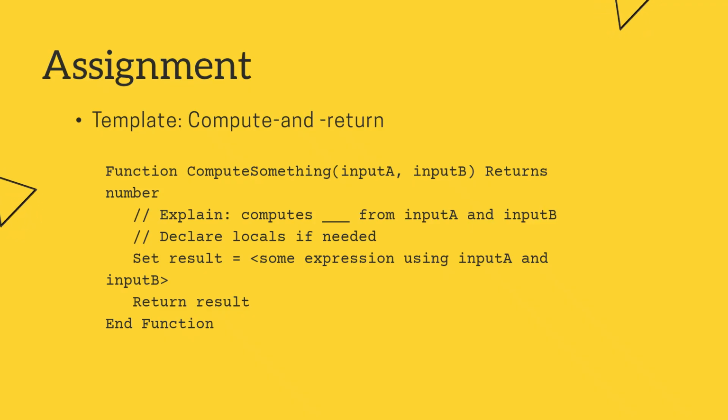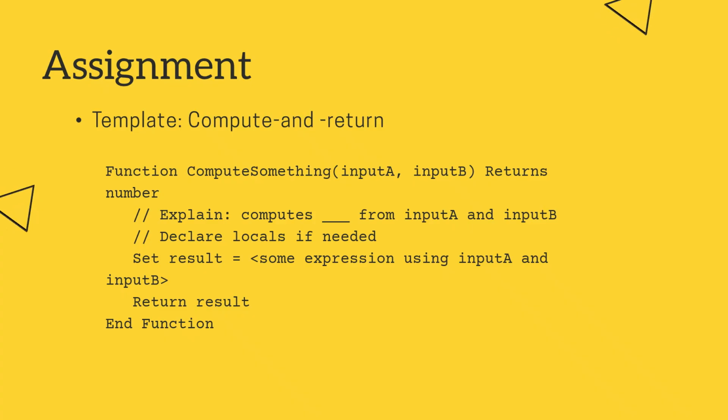And then here you're going to set result equals, and this is going to be whatever you want to do with input A and input B, whatever you want to do with the parameters. So this is actually what's being processed within the function. And then you're going to return that using the return keyword and say return result. Okay, so this is sort of a template that you can use to process whatever it is that you want to do.